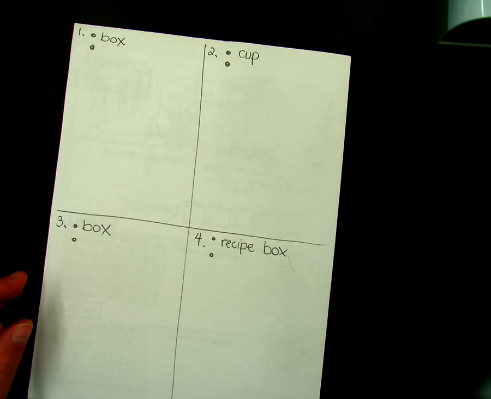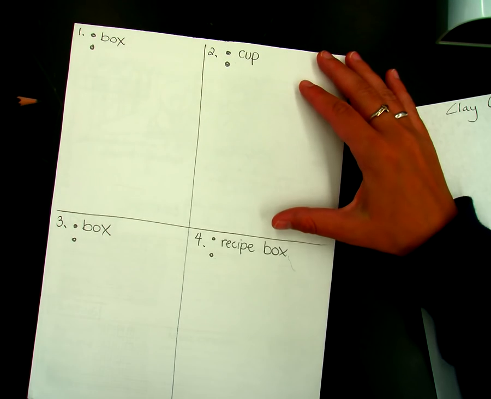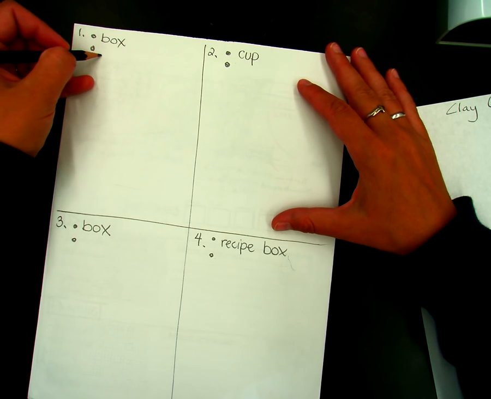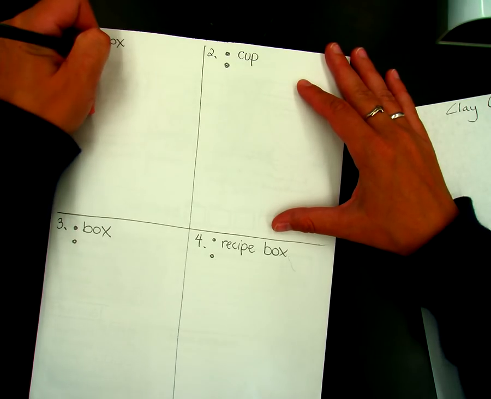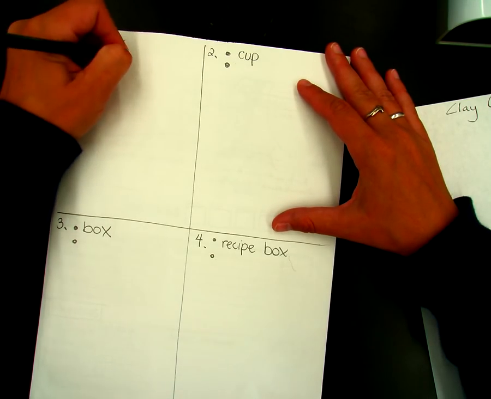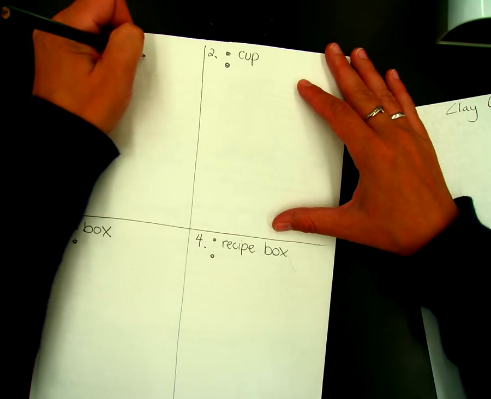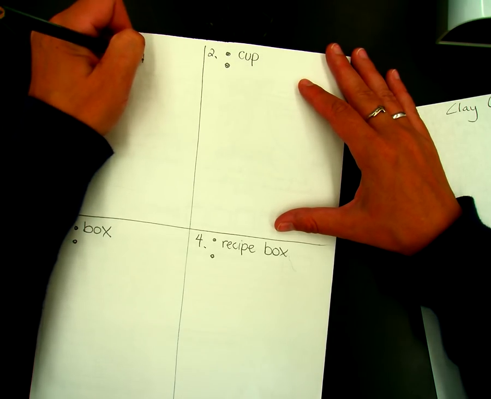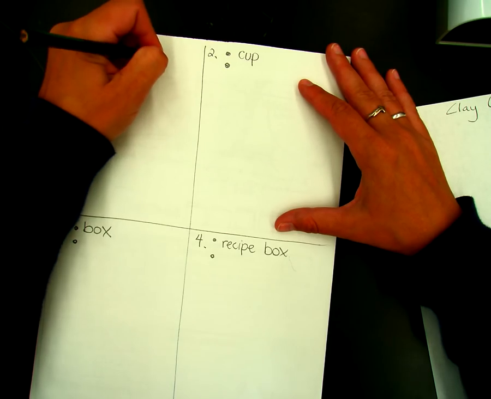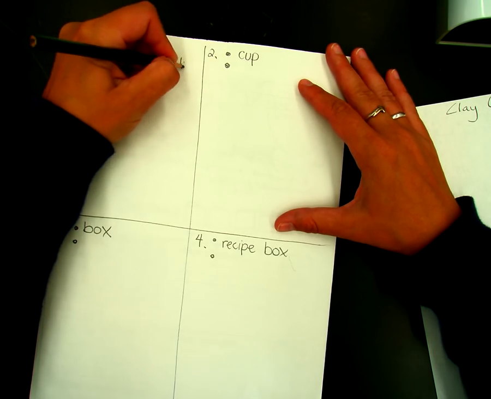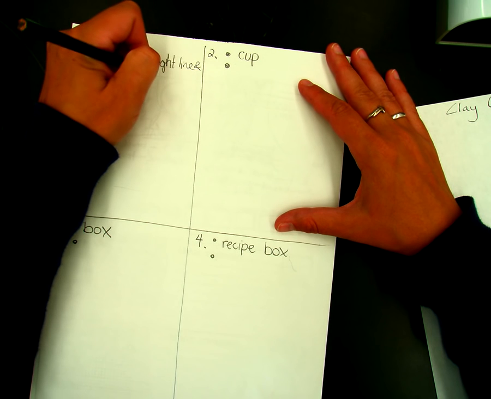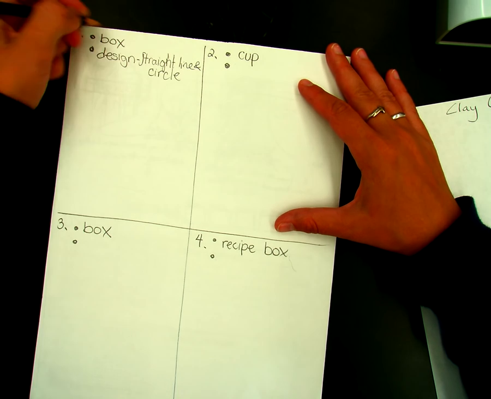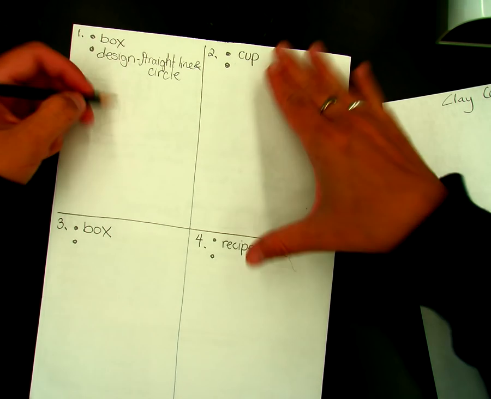So now I'm going to start to think about those containers, and I'm going to think, okay, what do I want to do? So maybe this box is going to have a design, and maybe this design is mostly made up of straight lines. So I'm going to write straight lines and circles.